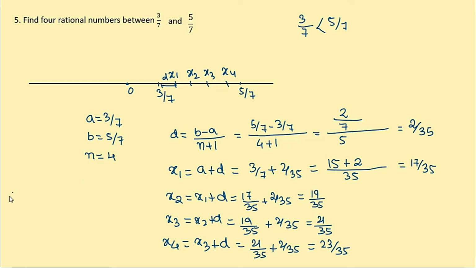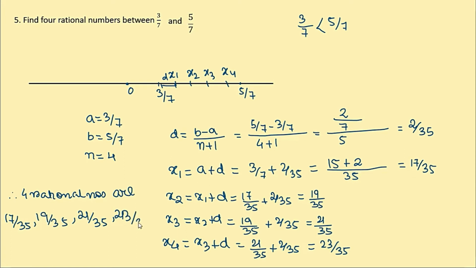So therefore the four rational numbers are 17 by 35, 19 by 35, 21 by 35 and 23 by 35.